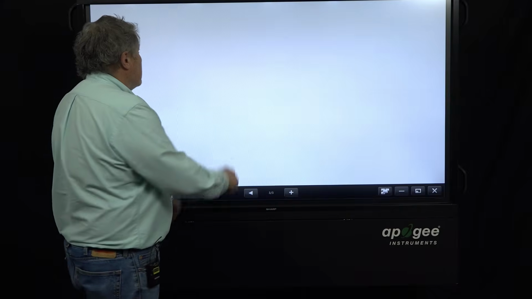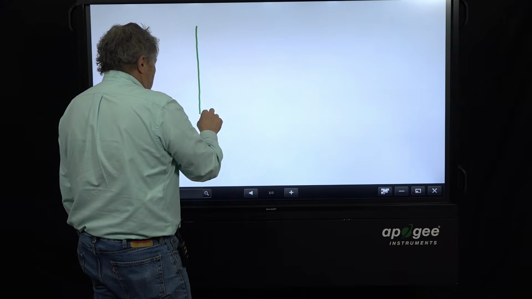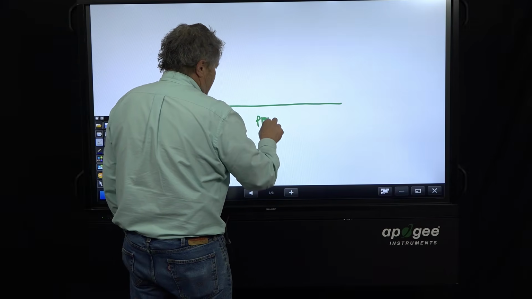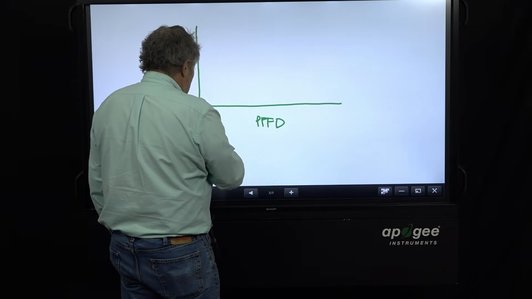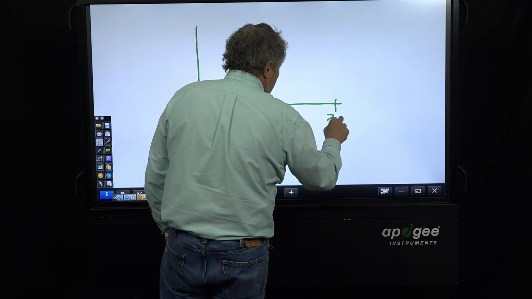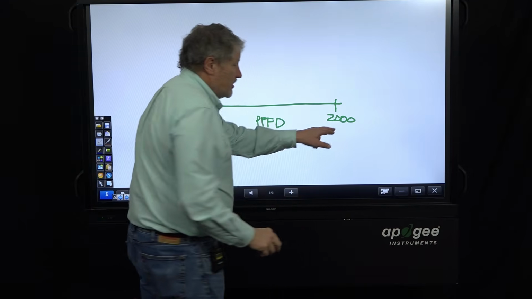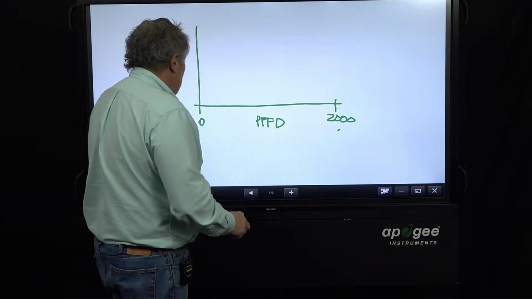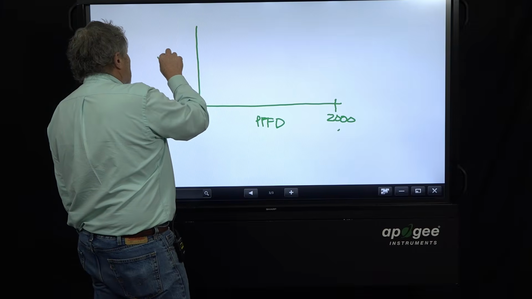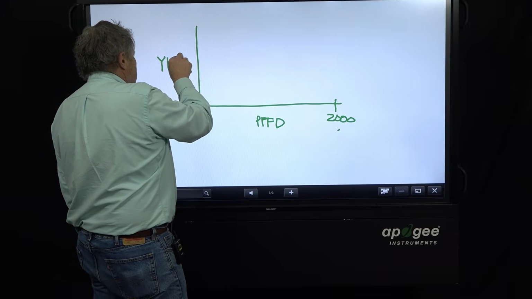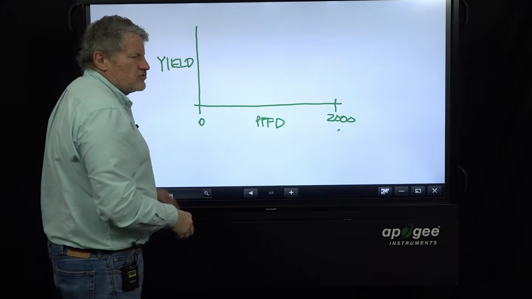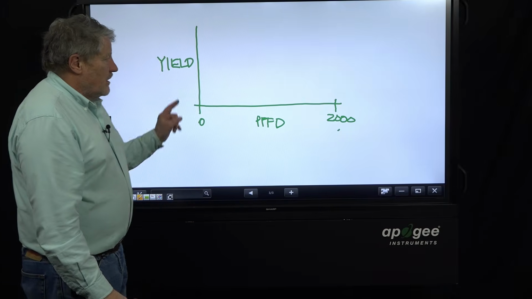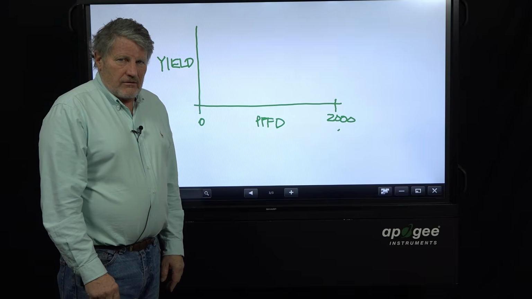Now let's go to another screen. We're going to take our same screen here, and we had PPFD, 0. Let's go all the way to 2,000. This is very bright light. We rarely get this high of light under electric lights, but we could. And over here we're just going to put yield. Not photosynthesis anymore, because photosynthesis leads to yield. How much light is necessary?